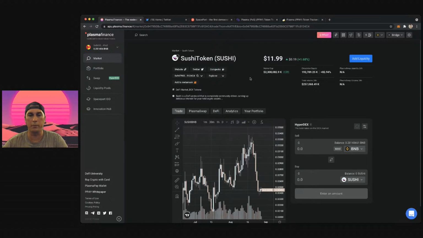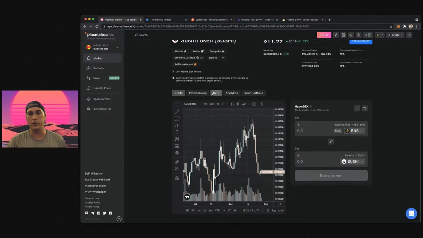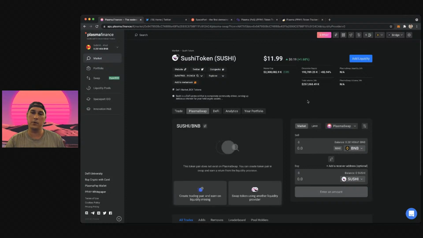So it's a personal token page for each coin, and all the information on this token page, the platform gets directly from on-chain. So there is no centralized data source for the platform. So everything is on-chain, and each token has its own different tabs. You can trade this coin using the HyperDEX, you can trade it using the Plasma Swap tab. And also, if you're using the Plasma Swap tab, you can switch which liquidity provider you want to use.